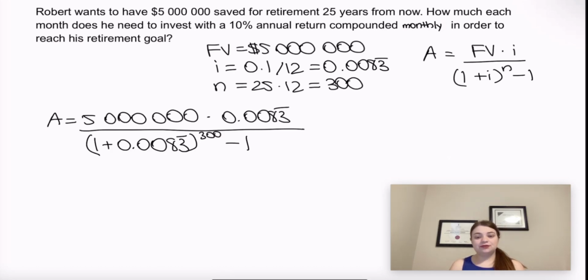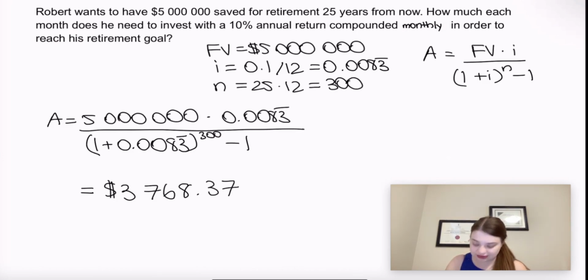Another way to do it, if you don't like to put it in all at once, is you can figure out what the numerator is and then figure out what the denominator is separately. Make sure that you round to a few more decimal places than you need right up until the final answer, just to avoid rounding error. And then you can do the division separately. And so if we do that, we're going to end up figuring out that Robert needs to set aside $3,768.37 per month in order to make this happen.